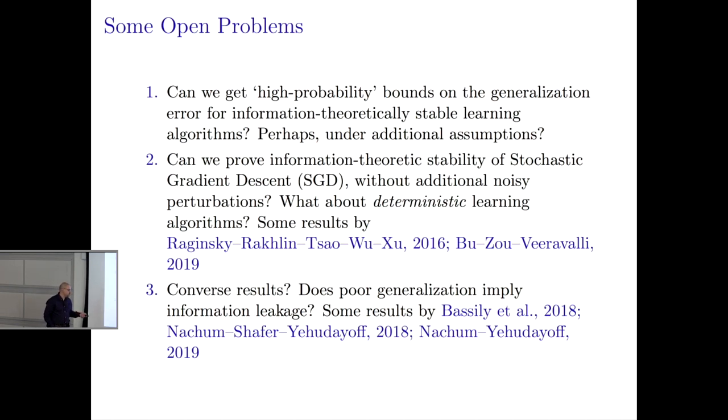And there are some results. So Basile et al., this is a different paper, not the Basile et al. about stability and differential privacy, but another paper with a different combination of co-authors. And then really nice follow-up work by Ido Nahum and collaborators, like Nahum, Schaefer, Yehudayev 2018, Nahum, Yehudayev 2019. So a lot of interesting stuff.